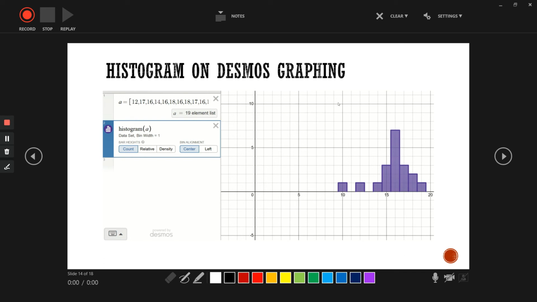So I can see that this one looks like it's skewed negatively a little bit, right? If I tried drawing in a normal curve over this data, it looks like it's skewed negatively. See that? Pretty cool, right?